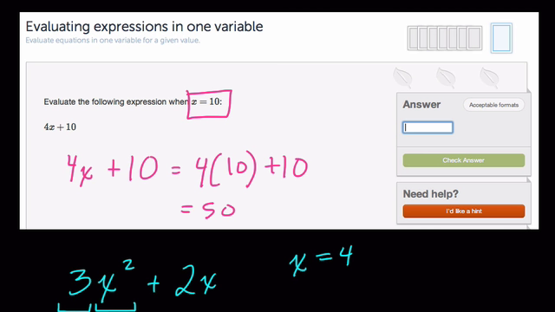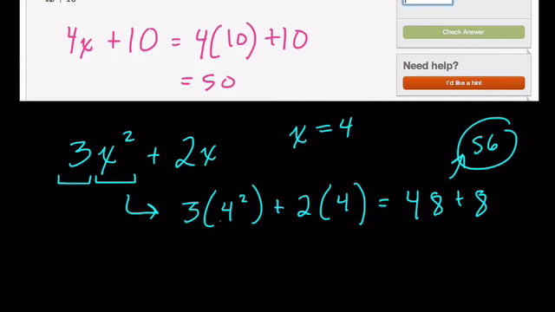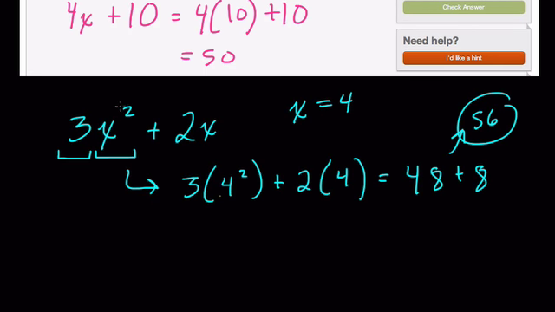So when we evaluate this, it's 3 times 4 squared, and then plus 2 times 4. And that equals, well, 16 times 3 is 48. 48 plus 8 is our answer, 56. So be careful how you deal with exponents. A colleague of mine once told me exponents are sticky. They stick to what's next to them. In this case, the x, and that's all that it's applying to.